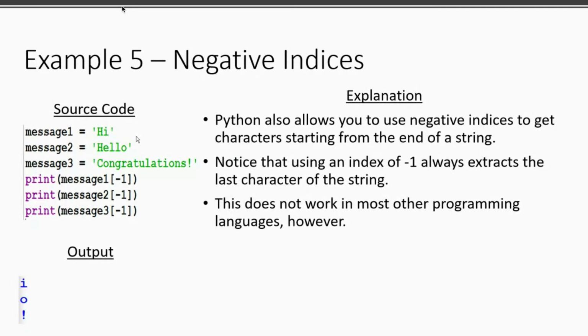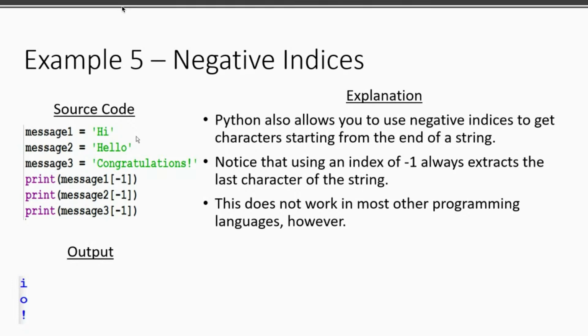So if I created a variable called message1, and then I said print message1 index -1, what's my output? I. So message2 index -1. The last one. Everybody with me? So message3 index -1. The -1 equals the last letter? Yes. And 0 equals the first one.